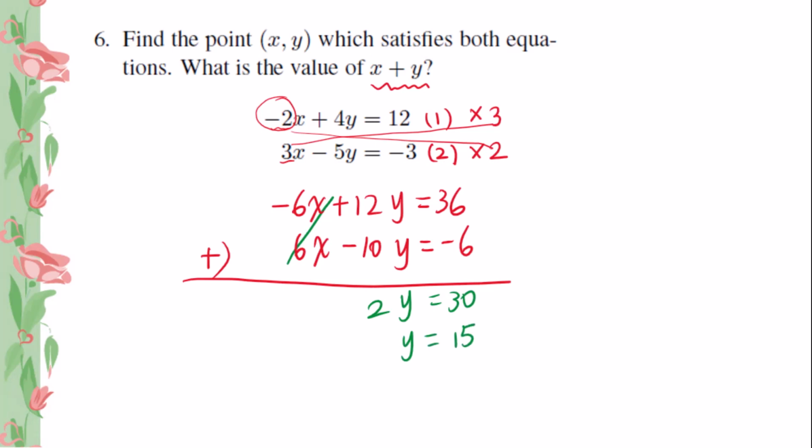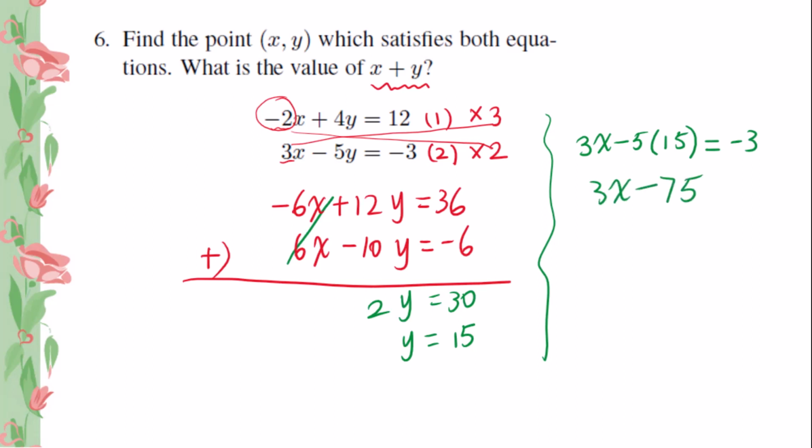Substitute 15 for y in the first equation or second equation. Choose the equation that has smaller coefficients. Let's do the second one. 3x minus 5 times 15 equals -3. 3x minus 75 equals -3.